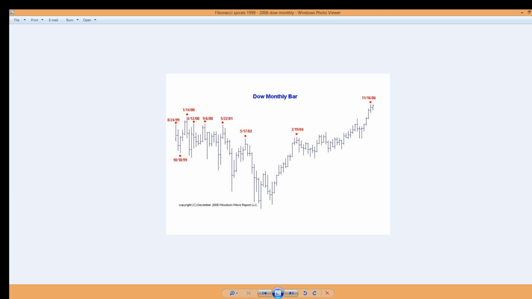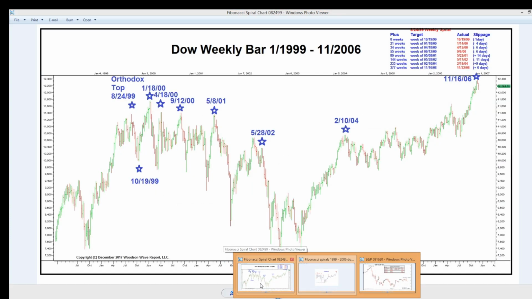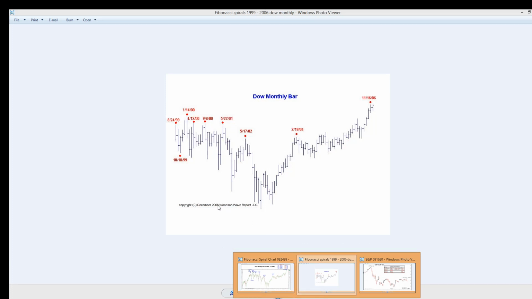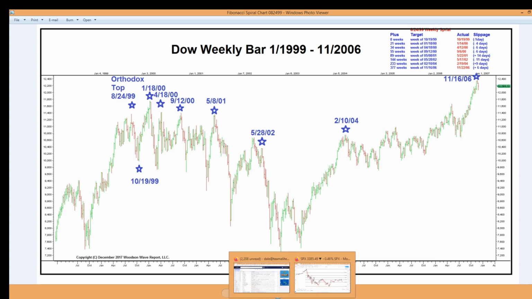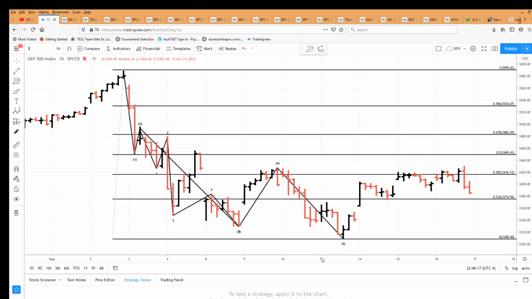And we have a different chart here that combines, by the way, this was done, you can see, copyright 2006. We combined the table and the chart, and this shows the chart with all the tops that were caught with a little bit of slippage. We had a weekly bar, a monthly bar, and a daily bar. They all called the tops for a long time. So the spiral is great when it works. Doesn't work all the time. That's the thing about it. When it's wrong, you lose money. So we'll see what happens.